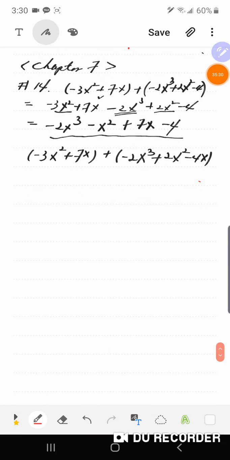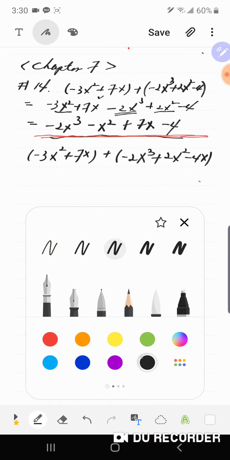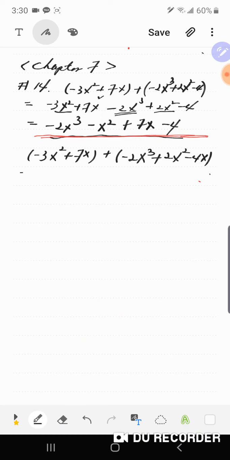Okay, now the question that I solved just now is different from the test paper. So let me rewrite it. The question was incorrect, so I rewrote the question correctly. So this is the right expression. So let's add these two.